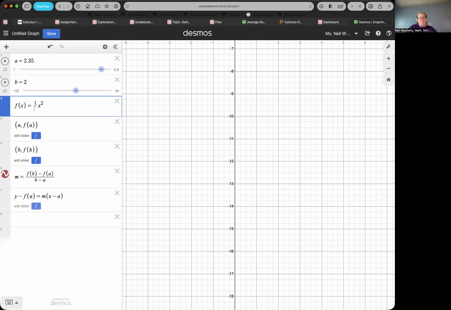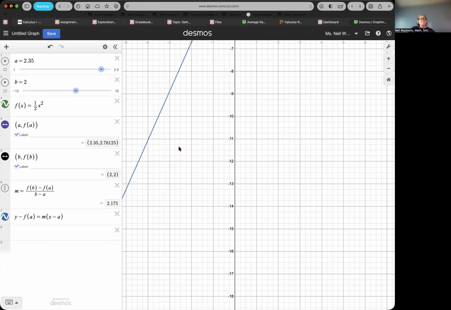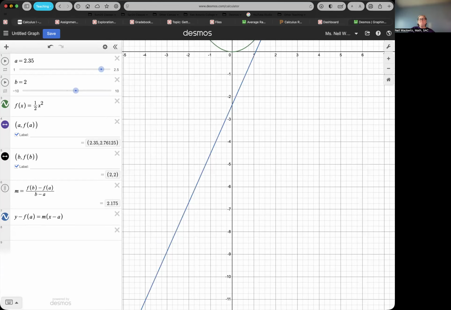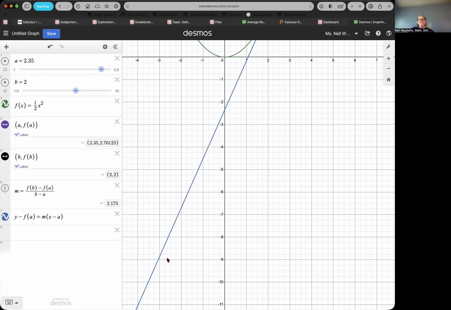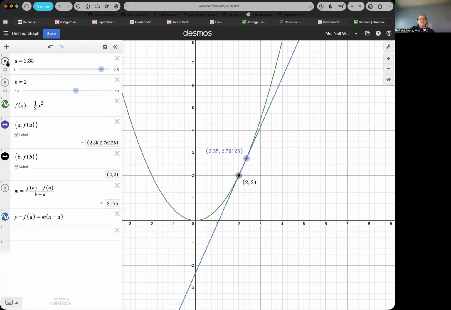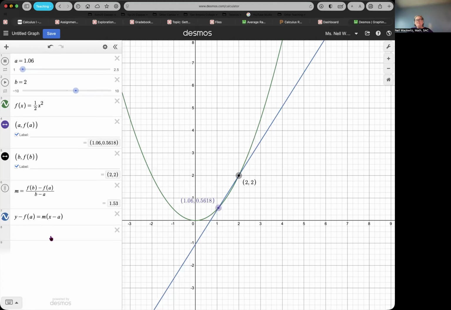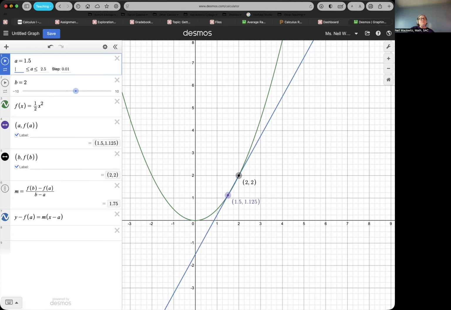What about 1/2? Oh, I see what happened. Multiplying by 1/2 made the parabola wider, and it looks like it's making it take longer to move through its paces.